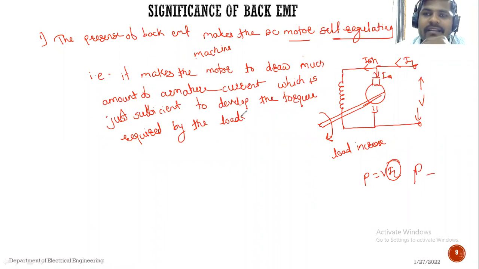So the meaning of that is, if the load decreases, the torque requirement decreases, and if the torque requirement decreases, that means the supply current taken from the supply also decreases. Whether it will happen automatically or manually.